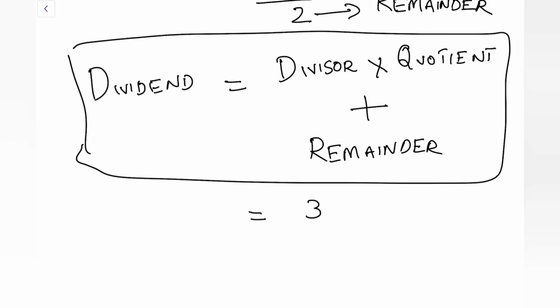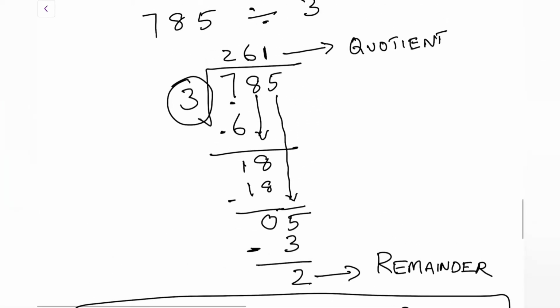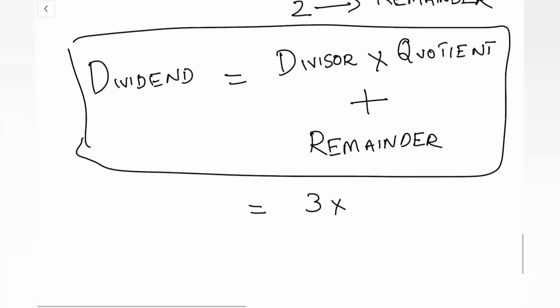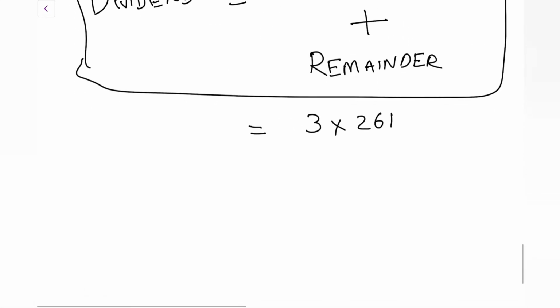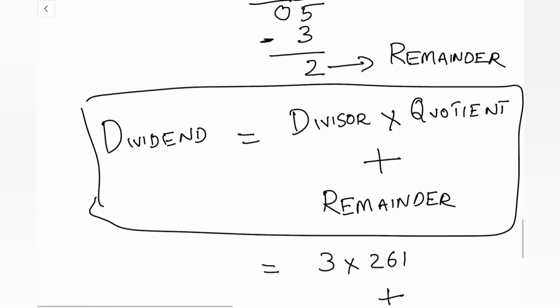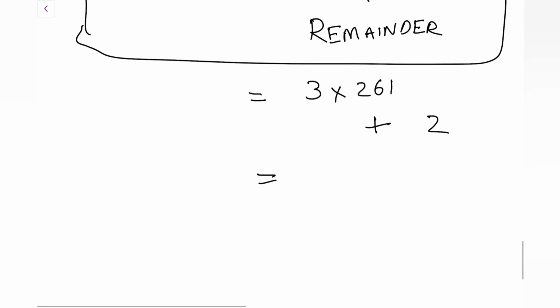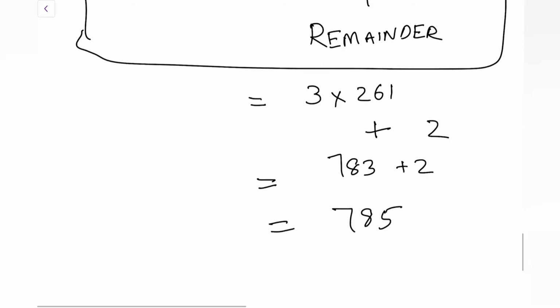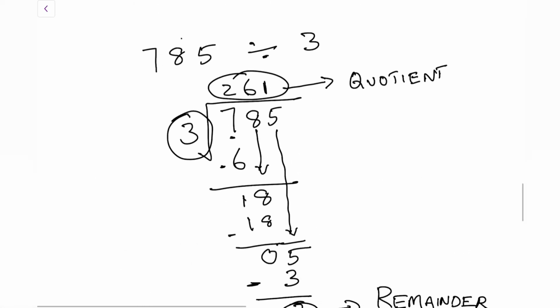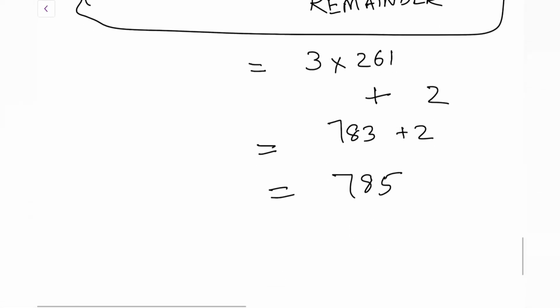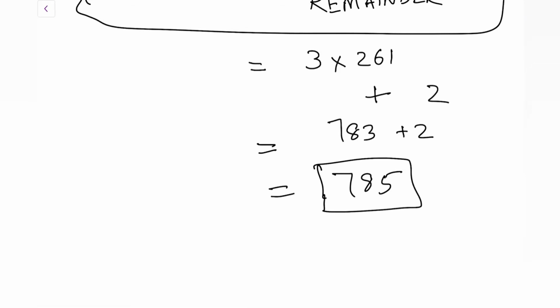If you multiply the divisor with the quotient, what was the quotient? Quotient was 261. So 3 into 261 plus, what was the remainder? Here, 2 is your remainder. So if you do this, 261 into 3 is 783 plus 2 is equal to 785. Is this the same as the dividend? That's right. See, 785. That's a way to check if the answer is correct. So this is how you do your division.